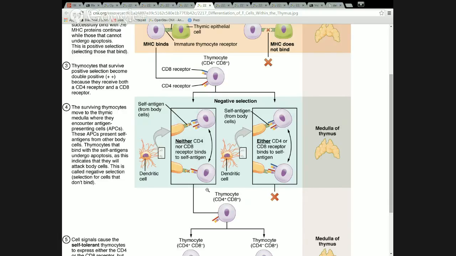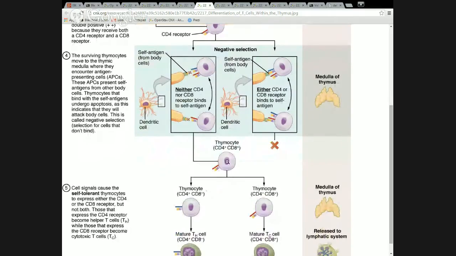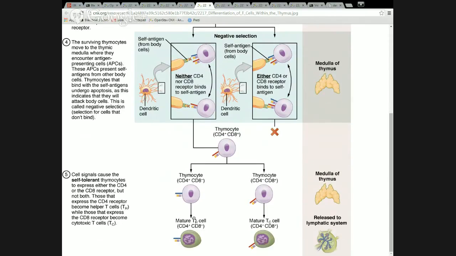So at the end of this, we have these T cells that have survived positive selection because they recognize MHC, and they've survived negative selection because they don't recognize any self-antigens. And then they segregate into the CD4 or CD8 populations. The CD4 positive cells go on to become what we call helper T cells, which is T subscript H. And the CD8 positive cells go on to become what we call cytotoxic T cells, which is T subscript C. That's actually not all of the types of T cells that we can get out of this, but these are the two main ones that we're interested in.